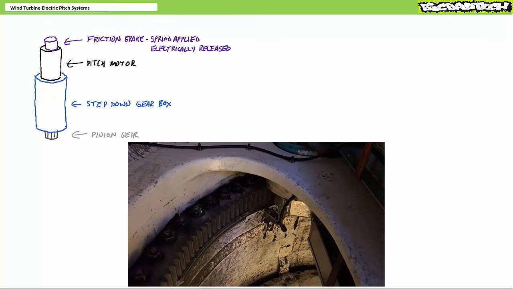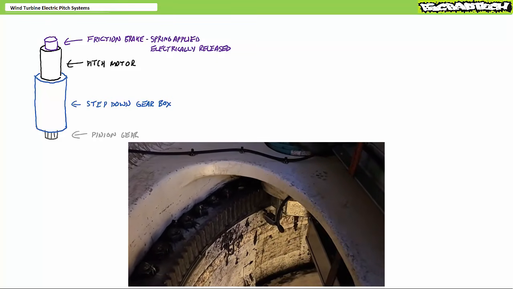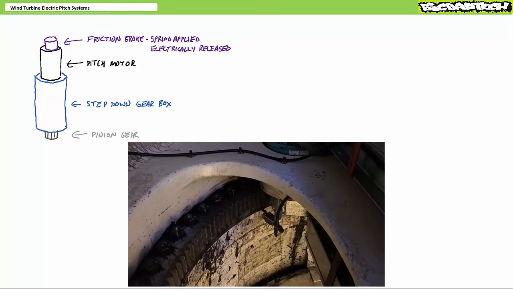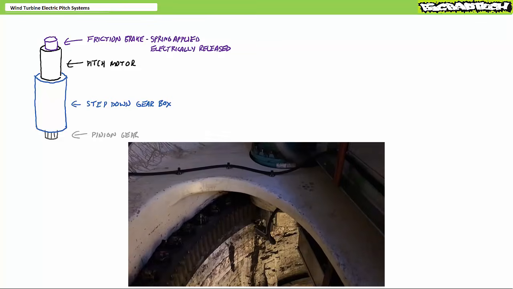When commanded to move to a specific position, the pitch system releases the brakes, energizes the motor in the desired direction at a desired speed, and the blade rotates. When it arrives at the desired position, the motor is de-energized and the brakes are applied.